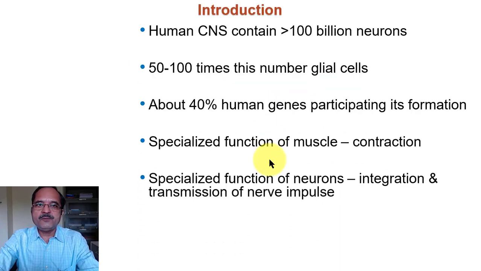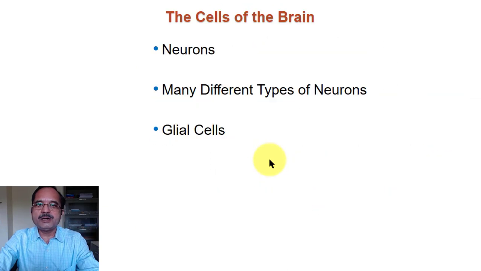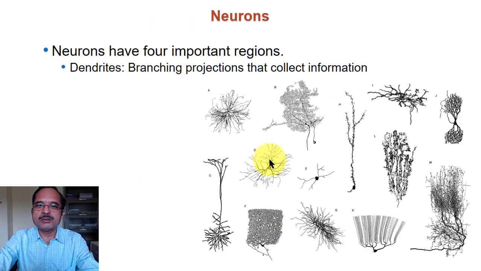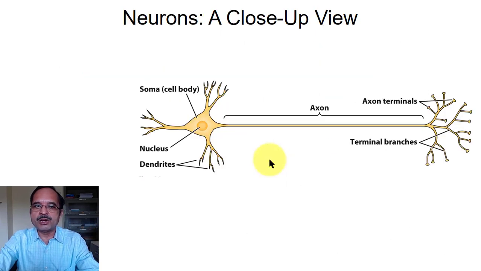Okay, so last time we had some introduction to the nervous system, the cells of the brain, neurons, different types of neurons, then the different parts of the neurons. Now here what you see, axon. So this axon is actually responsible for communication between two neurons.